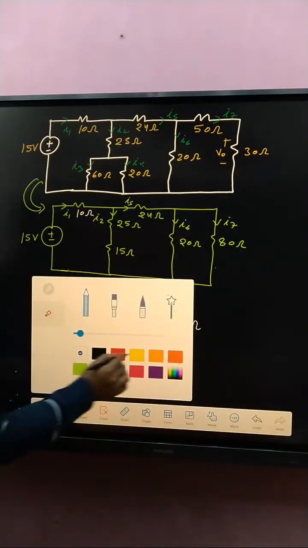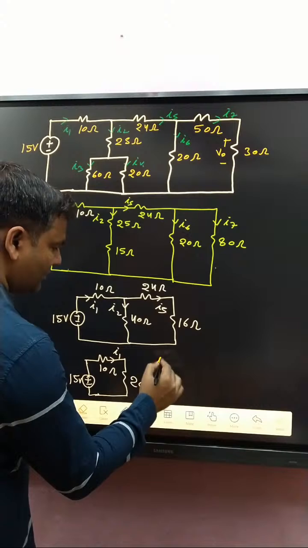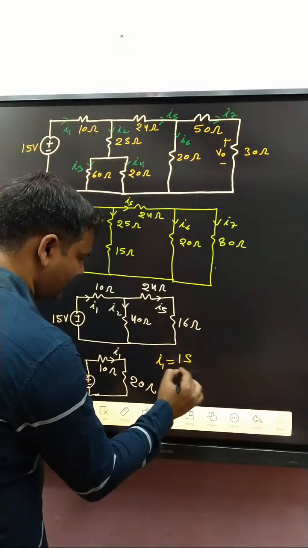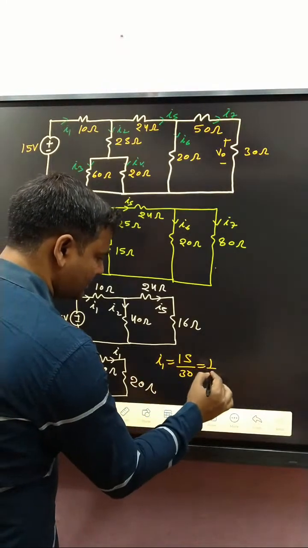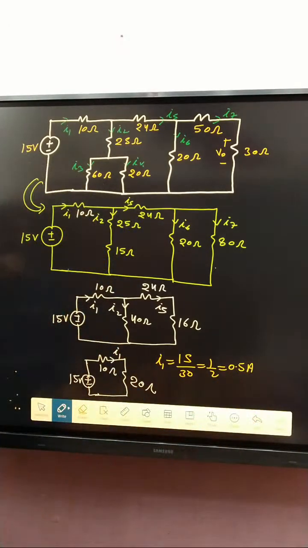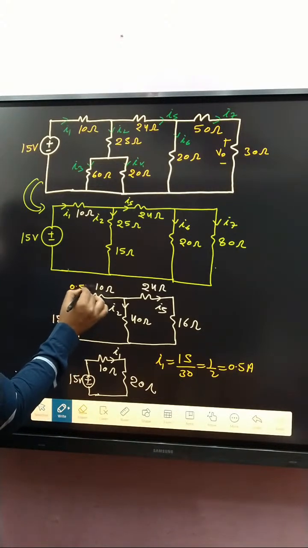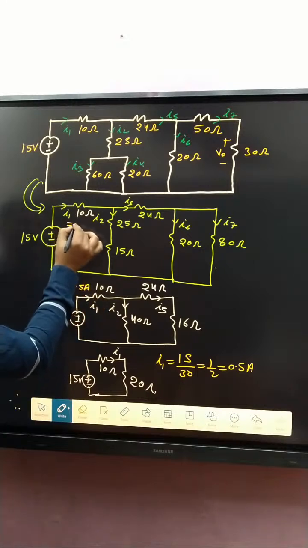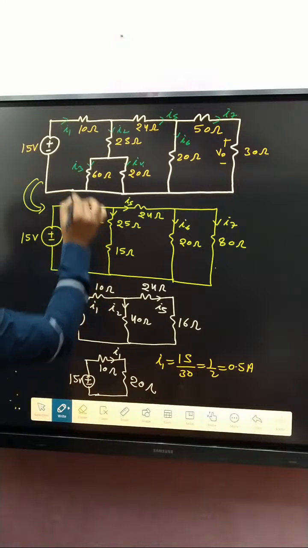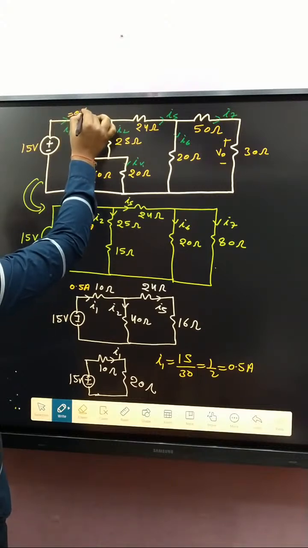Now after that, if you see very carefully, 10 and 20 are in series. So what about I1? I1 is 15 divided by 30, that is 1 by 2, that is 0.5 ampere. So I1 is how much? 0.5 ampere. So basically that current is 0.5 ampere. Clear?